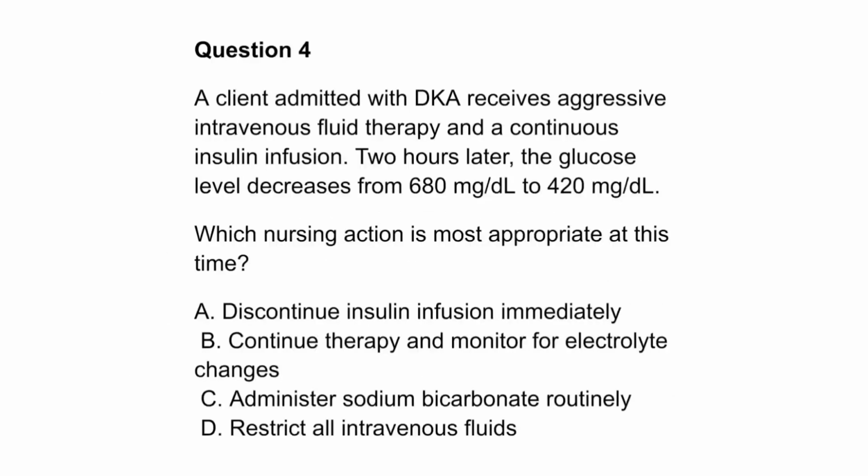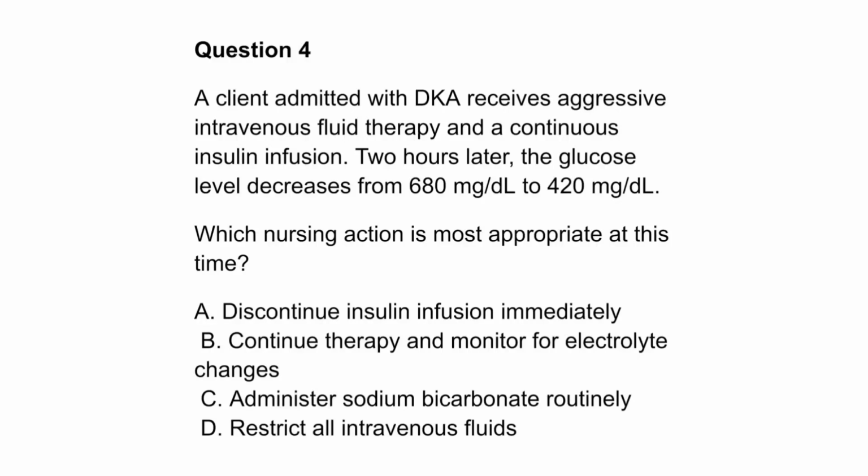Question 4. A client admitted with DKA receives aggressive intravenous fluid therapy and a continuous insulin infusion. 2 hours later, the glucose level decreases from 680 mg per deciliter to 420 mg per deciliter. Which nursing action is most appropriate at this time?